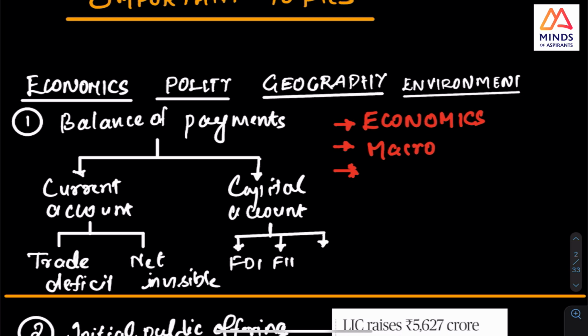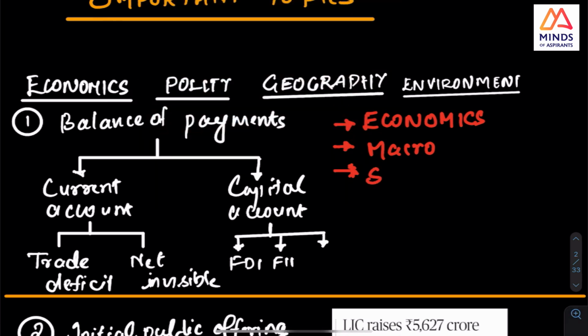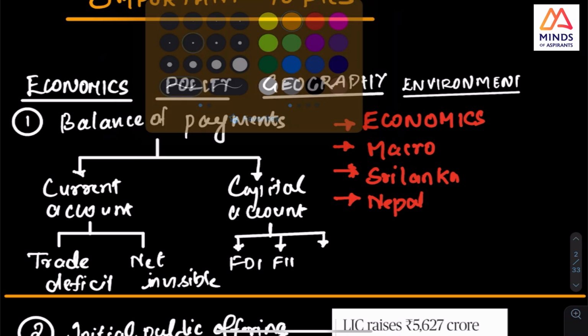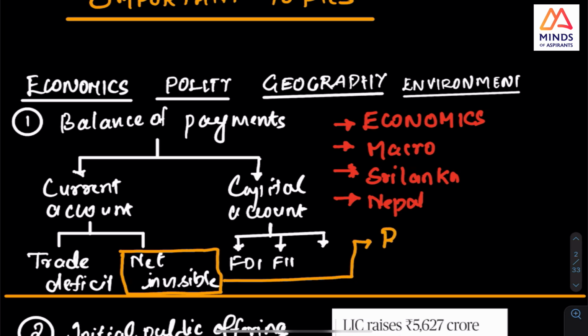This has been an issue. If you have followed the newspaper regularly, you would see that this has been the issue in Sri Lanka, and also in Nepal. In this balance of payment, there is a current account and a capital account. What they have faced is the net invisible. You should think about this net invisible, which is where remittances come in.